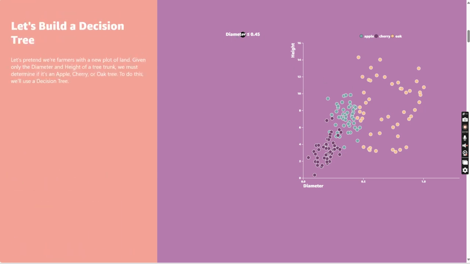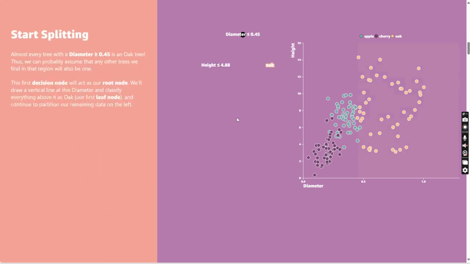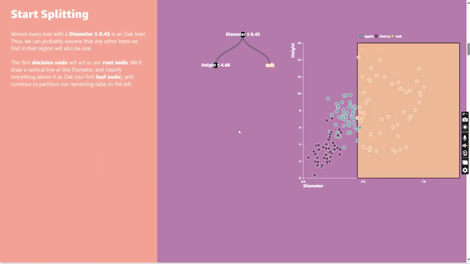Okay, the first split happened at diameter greater than a value; these rules the model comes up with automatically. These rules are decided by the model. At the first split, notice only 2 or 3 misclassified points are there, the rest are correctly classified. So at the first split, anything greater than or equal to 0.45 is classified as an oak tree. That is the first decision the tree has made.